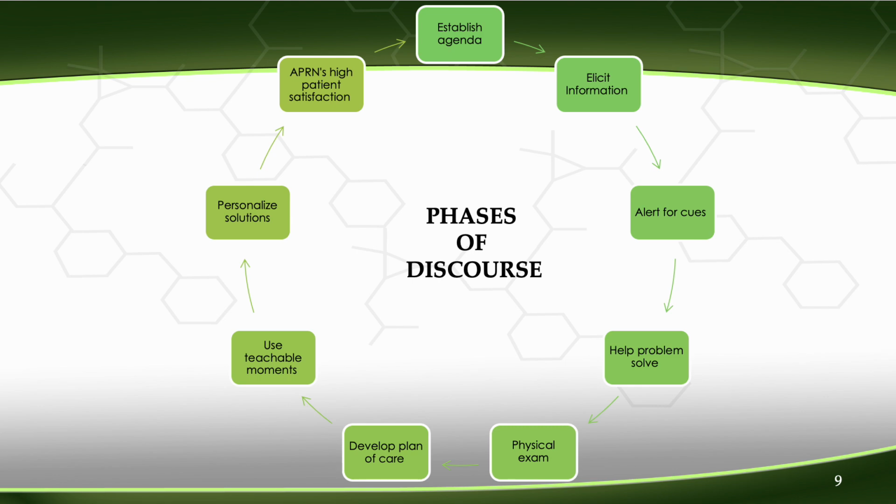Now let's talk about the different phases of discourse. When you're thinking about seeing your patient, that clinical process that you go through, you must first establish an agenda. Why am I seeing this patient? What do I need to do for this patient? Is there anything that I need to provide to this patient? Then you have to elicit information from the patient. That is your assessment piece, right? That's them coming in and you're doing that comprehensive or clinical assessment on your patient. And as they're giving you that information, you're going to be alerted to cues. You're going to be paying attention to what the patients are saying.